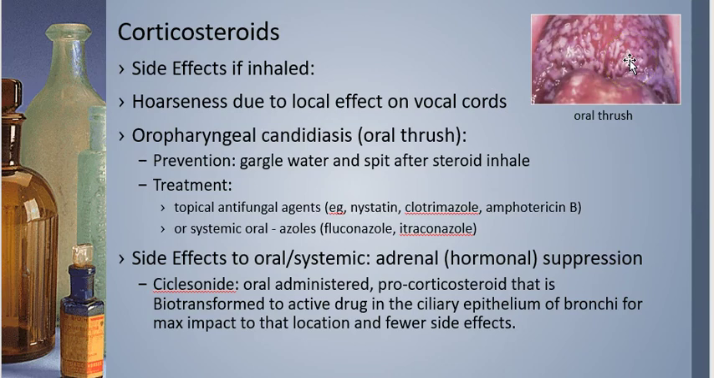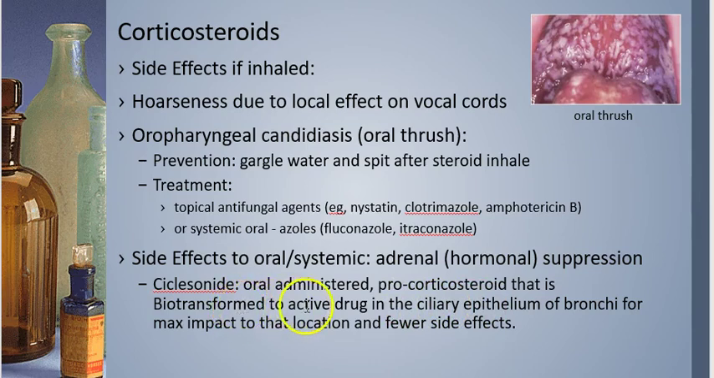Because there are side effects to both oral and systemic administration, as well as hormonal effects, we can use this particular formulation called ciclesonide, and this is kind of cool. This is an orally administered pro-corticosteroid, and so biologically this drug does nothing until it goes through the biotransformation pathway, and that pathway occurs in the ciliated epithelium of the bronchi. And so this drug does nothing until it gets to the anatomical site where it's supposed to be working.